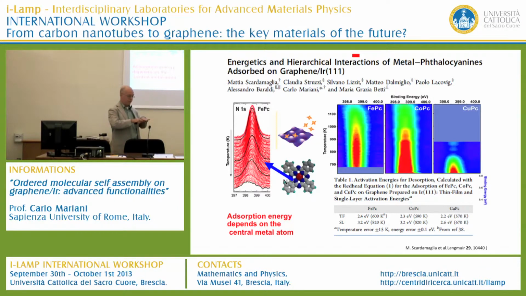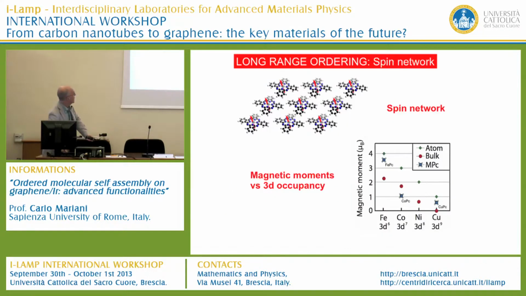Then you leave a single layer on the surface. And the single layer on the surface desorbs at a much higher temperature in the case of iron and cobalt phthalocyanine, and a much lower temperature in the case of copper phthalocyanine. You can even get an adsorption energy, and this adsorption energy tells you that iron and cobalt are closer to carbon than copper. So copper is less easily bound.